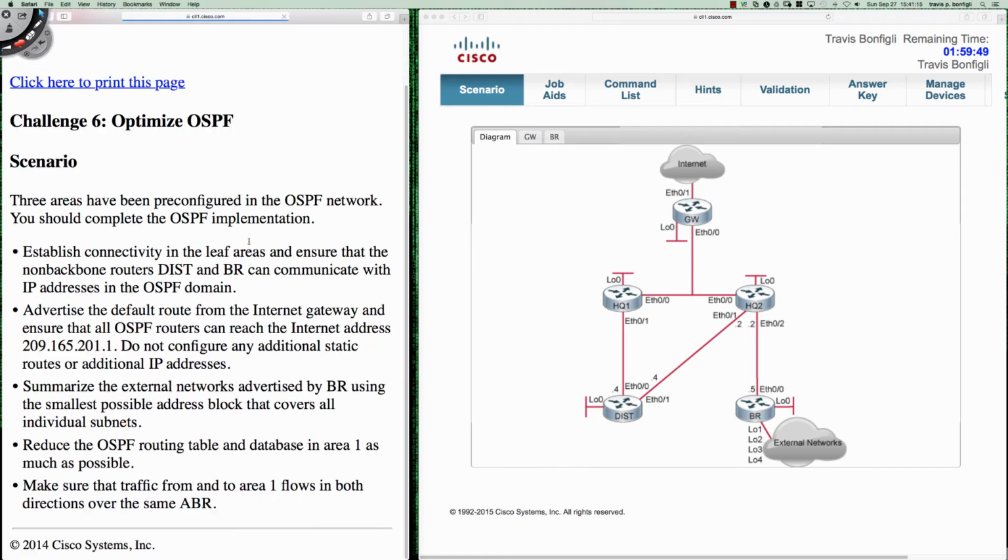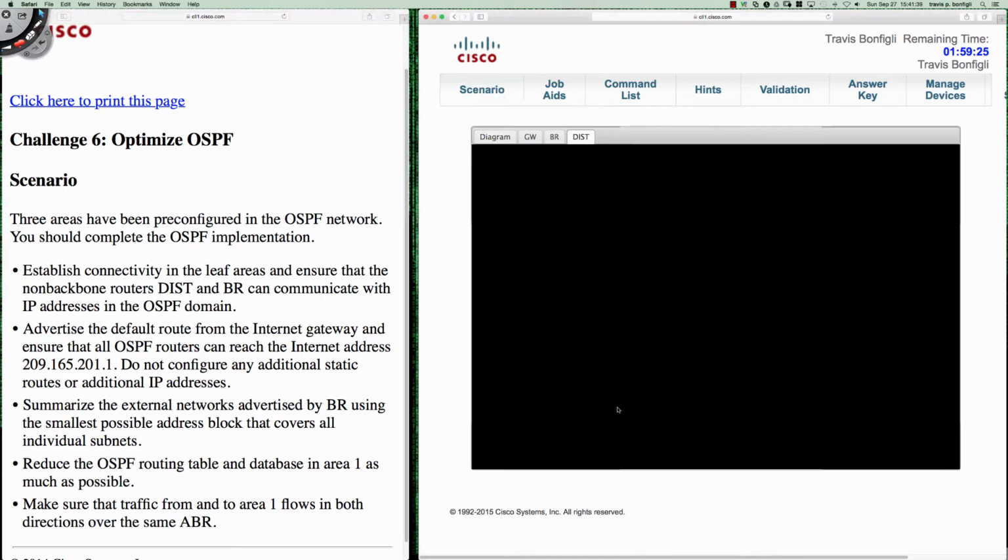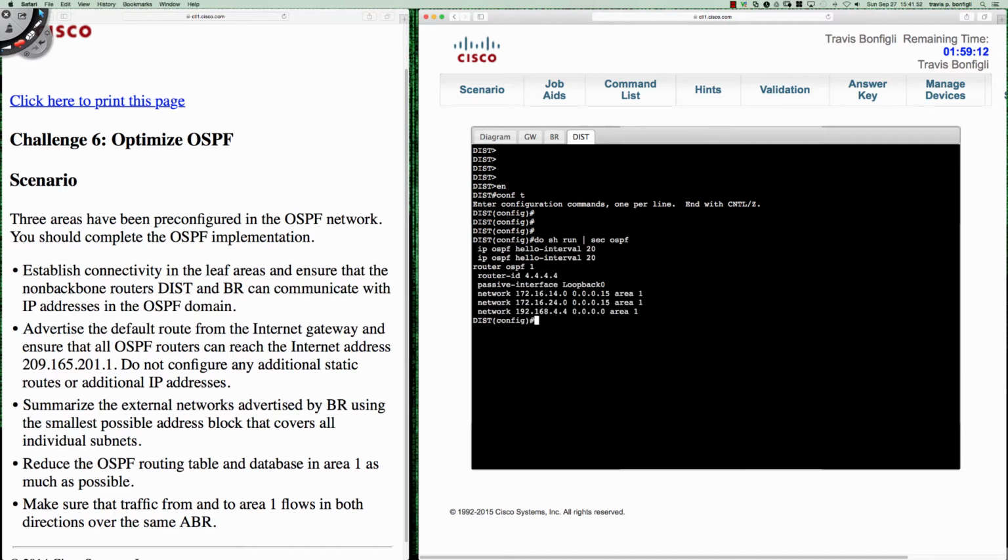And let's go back to the scenario here and let's see where we're at. Make sure that traffic from and to area 1 flows in both directions over the same ABR. And so this is where we're going to take a look at a little layer 3 traffic engineering. All right, so here's what we're going to do. We'll take a look here at the distribution router in area 1. Let's see how this is configured. We'll go from user exec to privilege exec into global config, and I'll say do show run section Ospf. Let's see what we've got configured. All right, well, we can see we already have some IP Ospf hello intervals that have been set on at least 2 interfaces, and we should immediately recognize that this could be an issue.